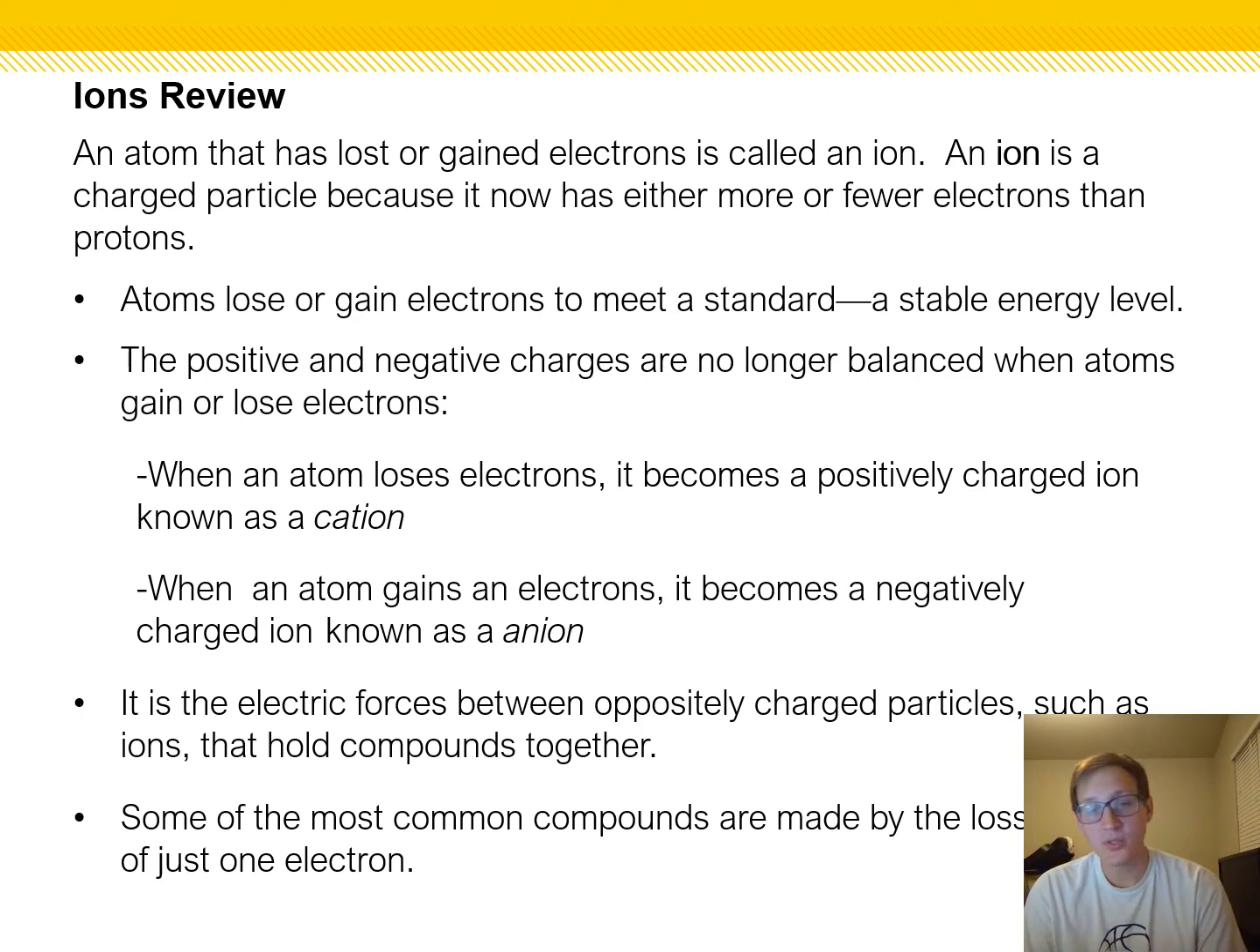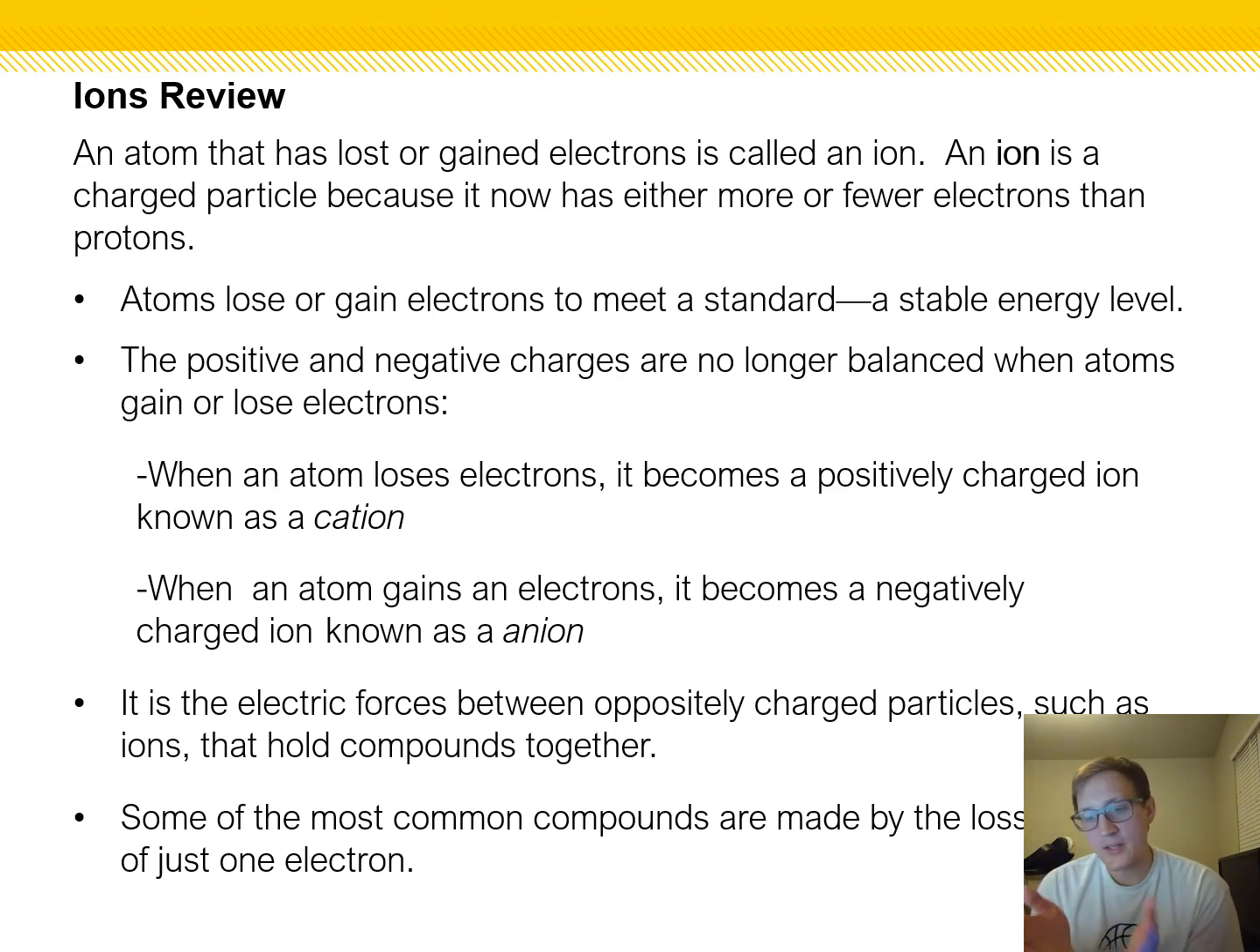When an atom loses electrons, it's positively charged and called a cation. When it gains electrons, it becomes negatively charged and is called an anion. It is the electric forces between oppositely charged particles, such as ions, that hold compounds together.